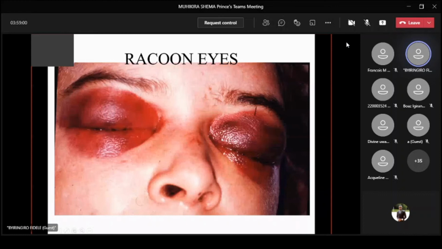Don't be impressed. You don't start with the most impressive. You start with A, B, C, D, E, always. Secondary survey, the neck, you assume the neck injury, subcutaneous emphysema.